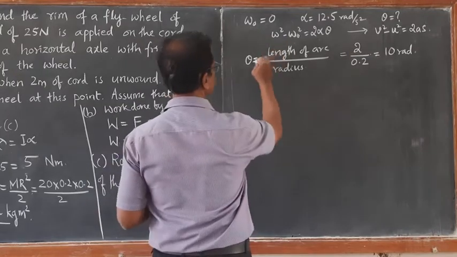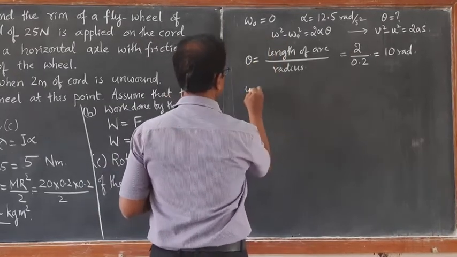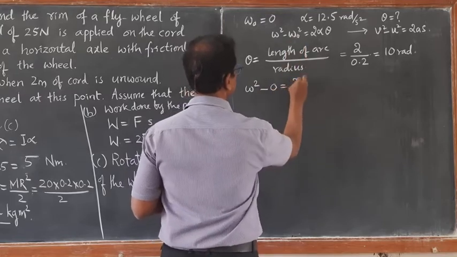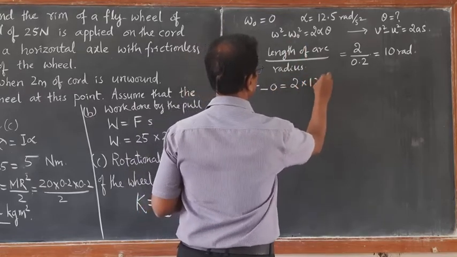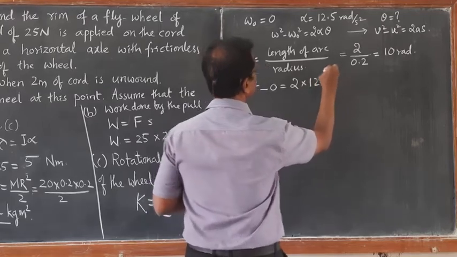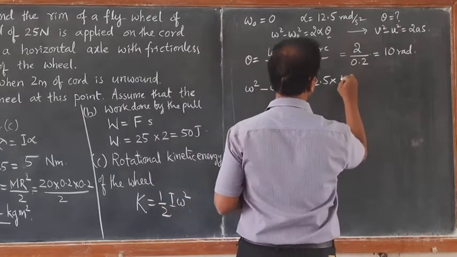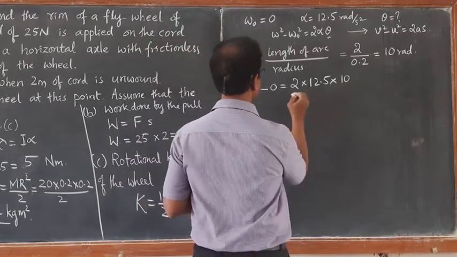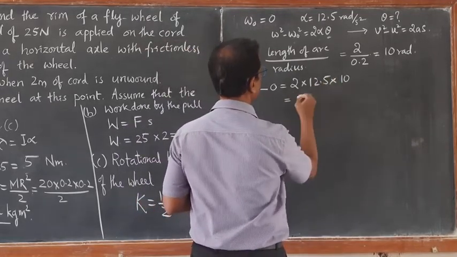Now substitute these values in the above equation. So we get omega square minus omega naught, which is 0, is equal to 2 into alpha 12.5 into angular displacement theta 10 radians. If you calculate this, it comes out to be 250.